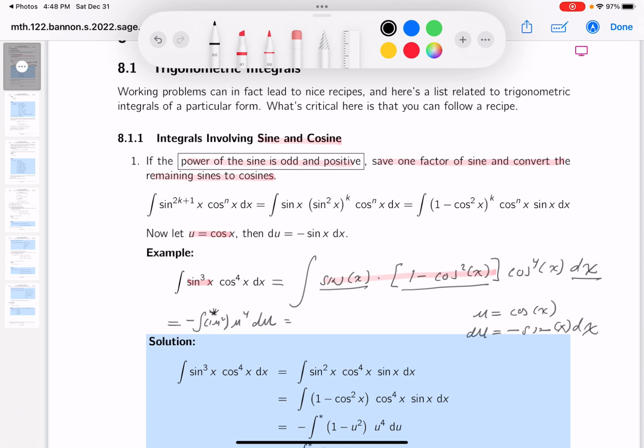Let me simplify the integrand. And I'm going to bring the minus on the inside. And what are you going to get? You know what? It doesn't look right. I've got to erase this and make it look a little neater. Sorry about that.